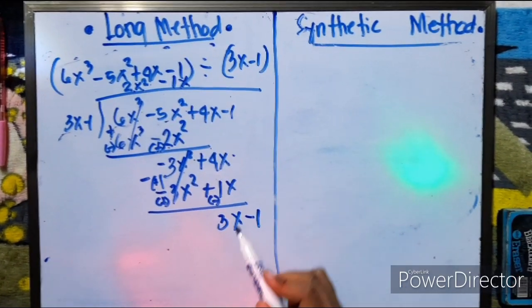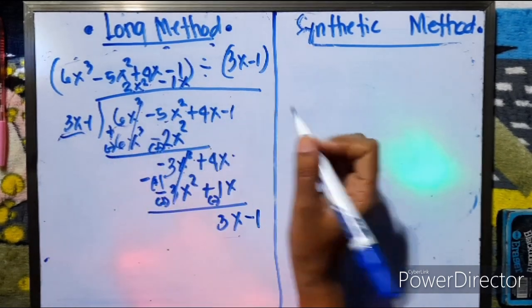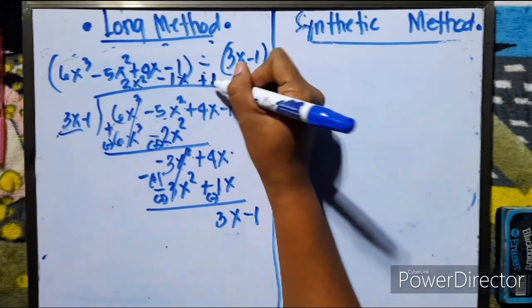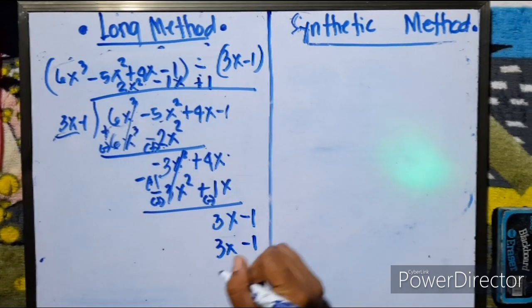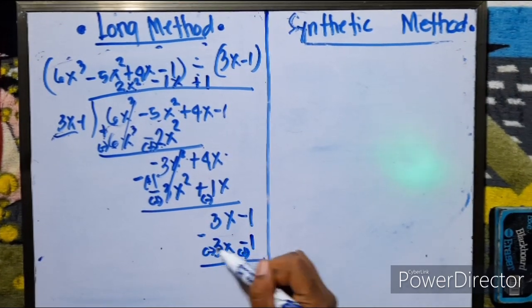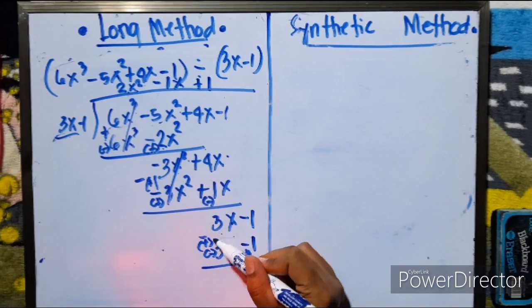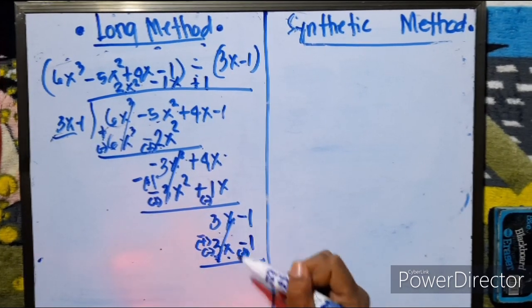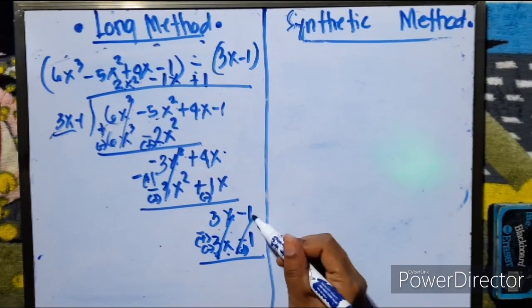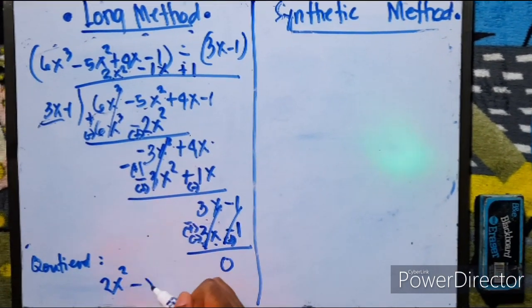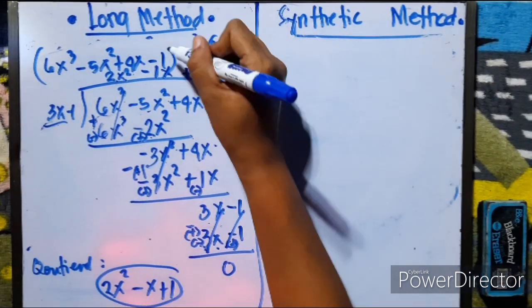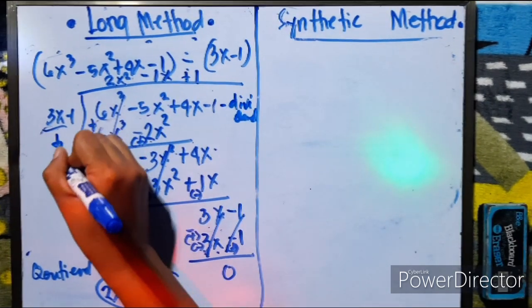Bring down 1. Okay, 3x divided by 3x, that is positive 1. 1 times 3x is 3x. 1 times negative 1 is negative 1. So we have here subtract, becomes positive and proceed to addition. 3x plus negative 3x, that is 0. Negative 1 plus positive 1, that is 0. So our quotient now is 2x squared minus x plus 1. This is our dividend and this is our divisor.